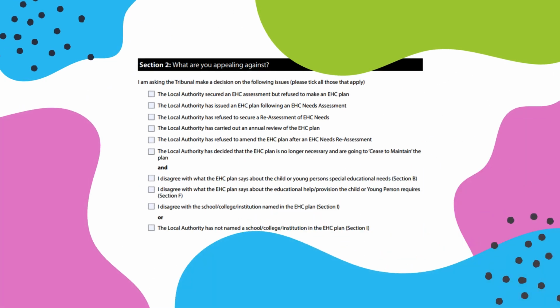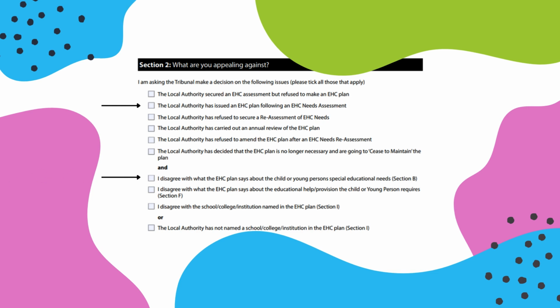Next is a section where the parent, carer, or young person must tick the boxes that apply. So if, for example, a final EHCP has been issued, this box would need to be ticked. Following that final EHCP being issued, the parent, carer, or young person is unhappy with what is written in Section B, the special educational needs. Then this box would also need to be ticked.